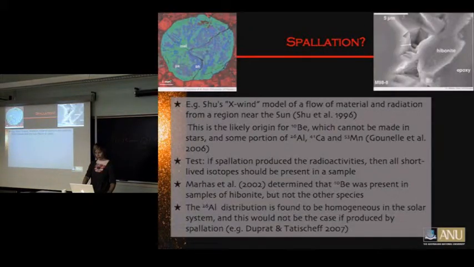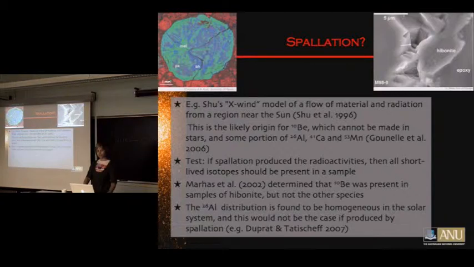So Frank Shu's X-wind model has a flow of material and radiation from a region near the sun, and this is certainly the likely origin for beryllium-10, which cannot be made in stars, it's only destroyed, and perhaps some portion of other isotopes, such as aluminum-26, calcium-41 and manganese-53. So I guess it can make the lighter atomic mass nuclei radioactive species. That's, I guess, the summary.